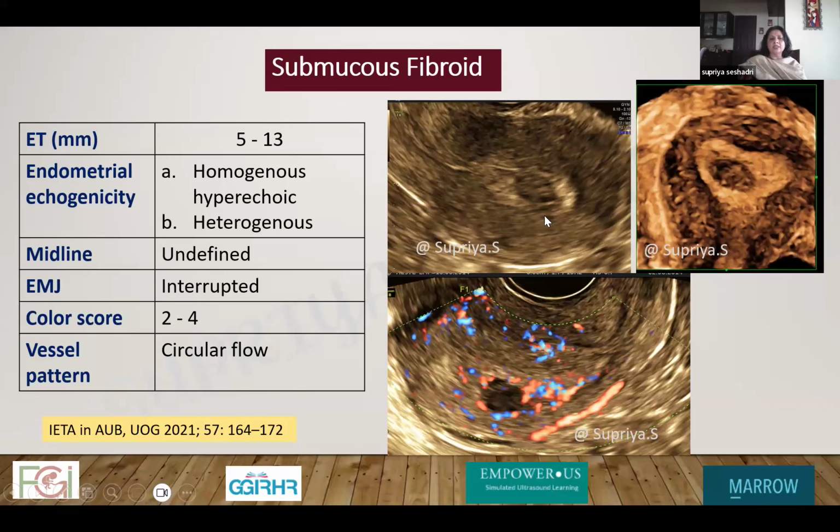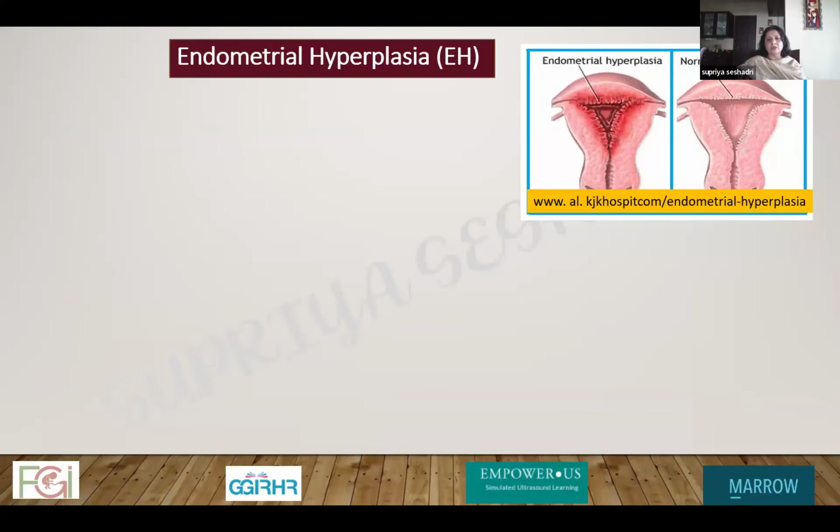You can get a color score of 2 and 4, but what is the clinching feature for diagnosis is this circular flow or this peripheral vascularity, which we all are very, very familiar with when it comes to the diagnosis of a fibroid. The next pathology that can show up as a thickened endometrium is endometrial hyperplasia.